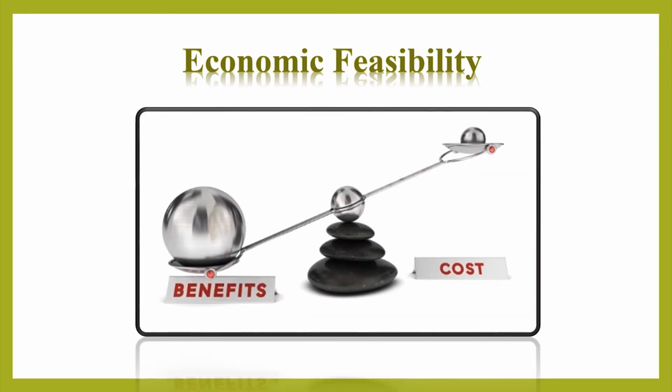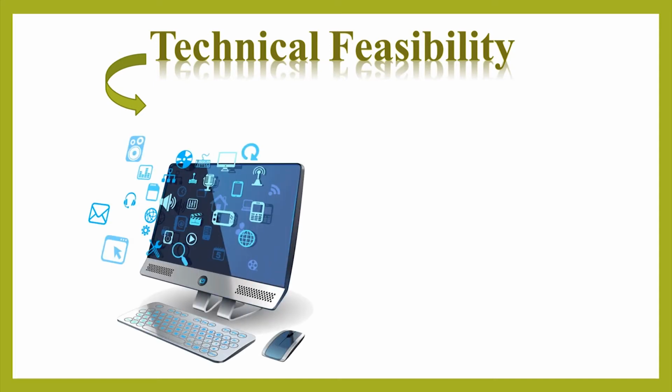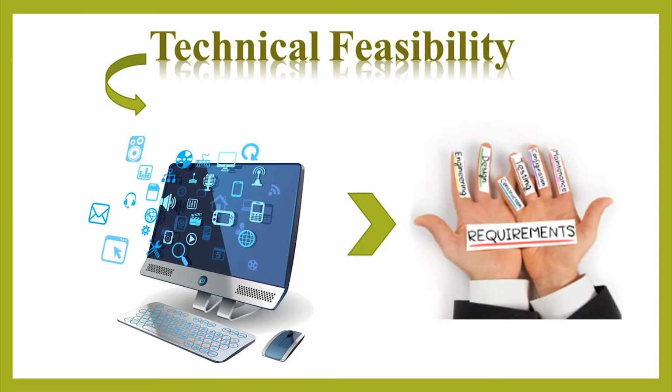Firstly, economic feasibility. It specifies whether the system is economically feasible or not. This can be checked by cost or benefit analysis. Next is technical feasibility. This feasibility takes into account the technical details, including hardware and software resources required to fulfill user requirements within the allocated time and budget.